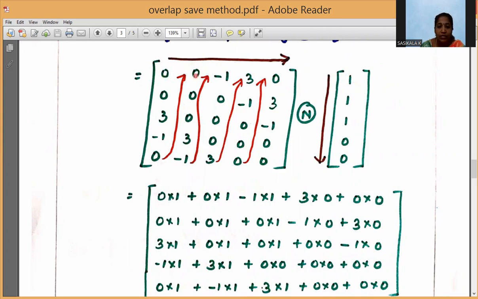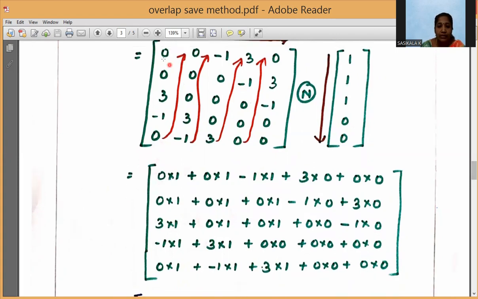The second element of this row is multiplied by the second element of this column, and the third element of this row by the third element of the column, and the fourth element by the fourth element of the column, and the fifth element of this row by the fifth element of this column. So we'll see 0 into 1 plus 0 into 1 minus 1 into 1 plus 3 into 0 plus 0 into 0. This is for the first row.